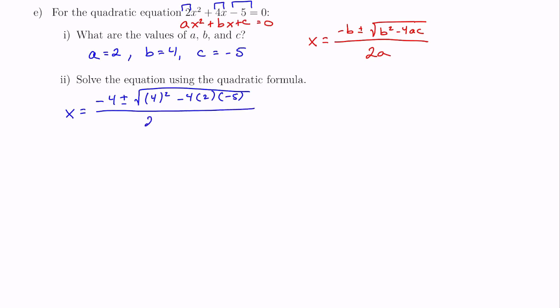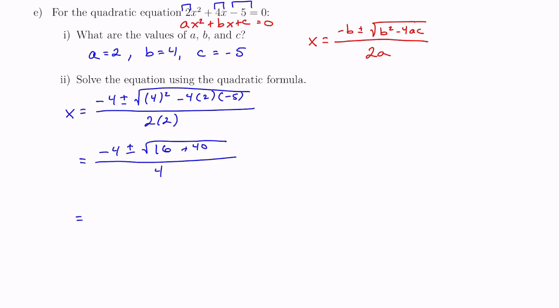To simplify this, we need to follow the order of operations, and the first work we need to do will be underneath the radical. Under the radical we have 4 squared, which is 16, and negative 4 times 2 times negative 5 is a positive 40. In the denominator, 2 times 2 is 4. So this will simplify down to -4 plus or minus the square root of 16 plus 40 all over 4.